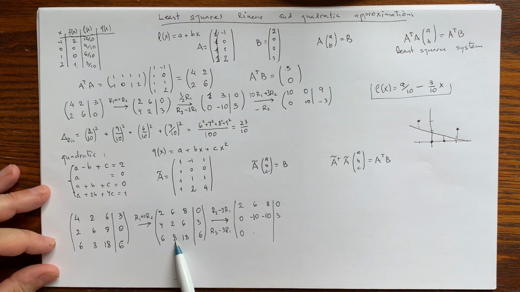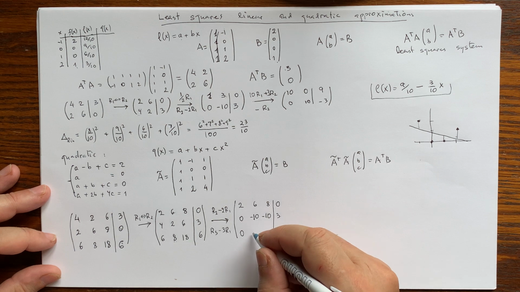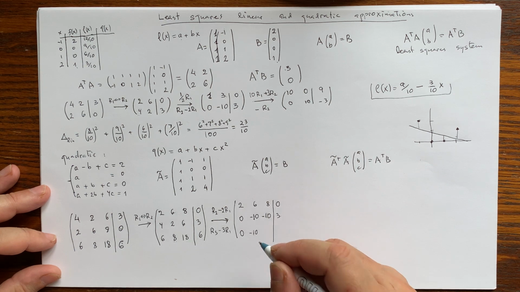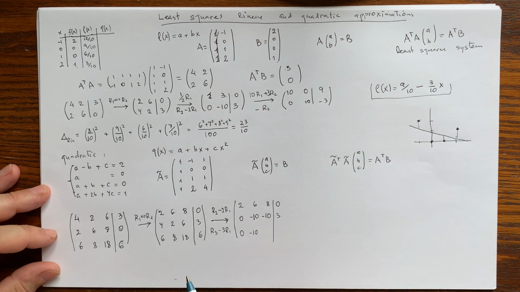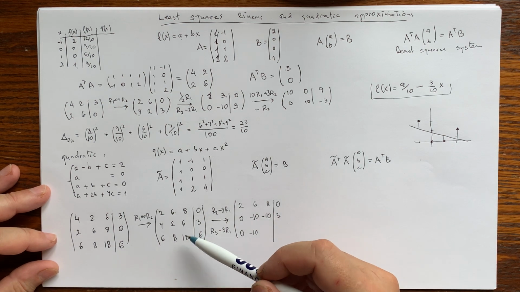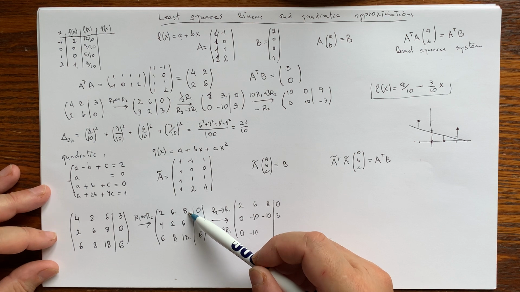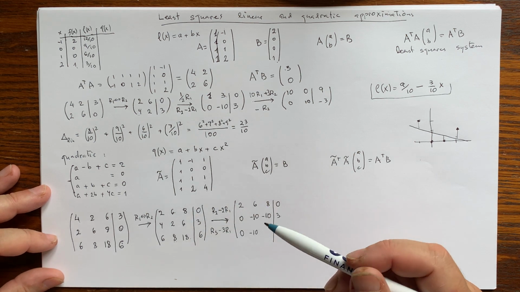8 without... am I doing it right? Yeah, 8 without 3 copies of 6, which is 18, so I'll have -10 again. And 18 without 3 copies of 8, which is 24.